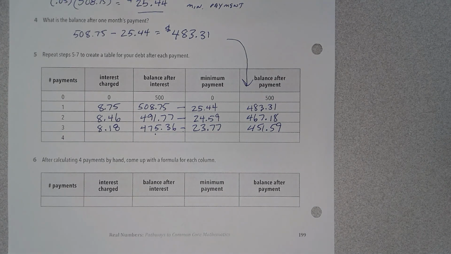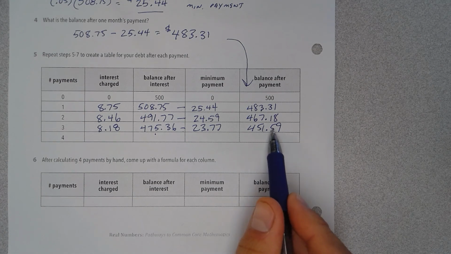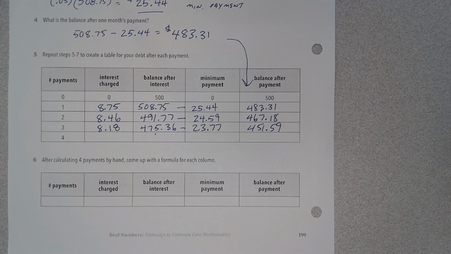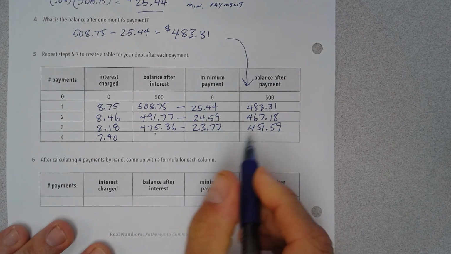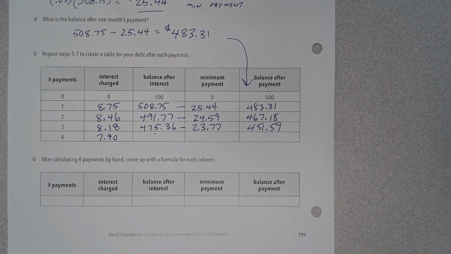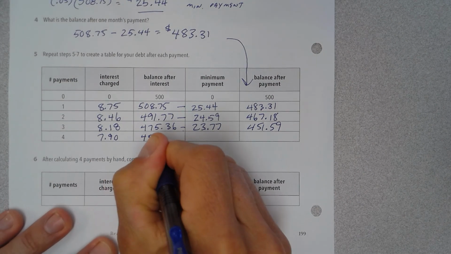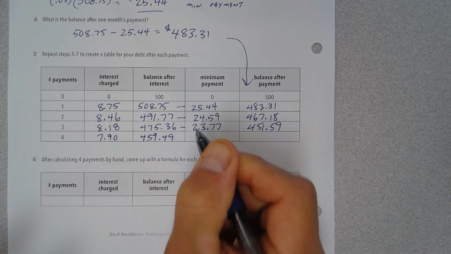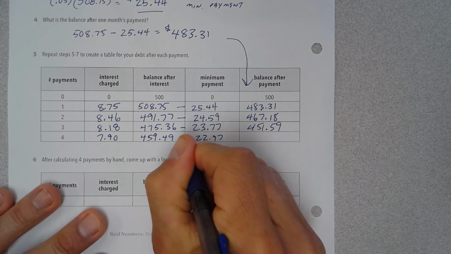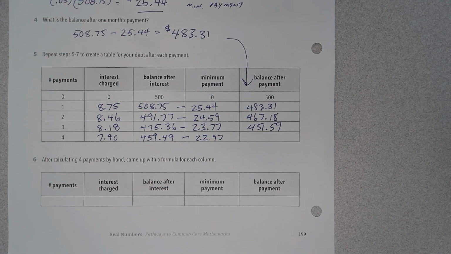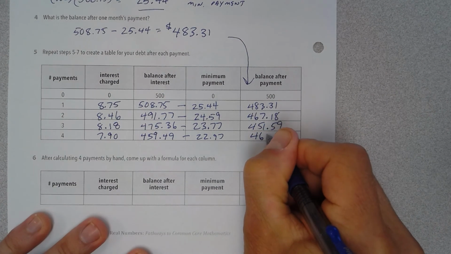0.0175, 1.75% is once again our monthly rate times the balance to find out our interest. 451.59 gives $7.90. Add that to the 451.59, 451.59 plus 7.9, 459.49. Minimum payment is 5% of that, $22.97. And then we have to take 459.49 minus 22.97. Okay, so after 4 months, we still owe $436.52.